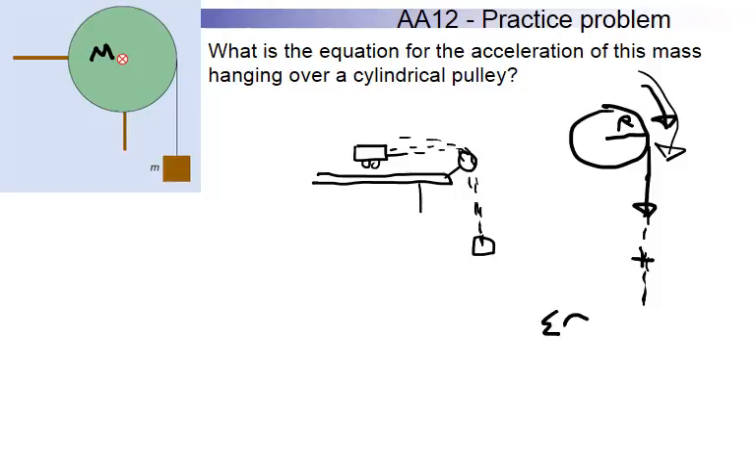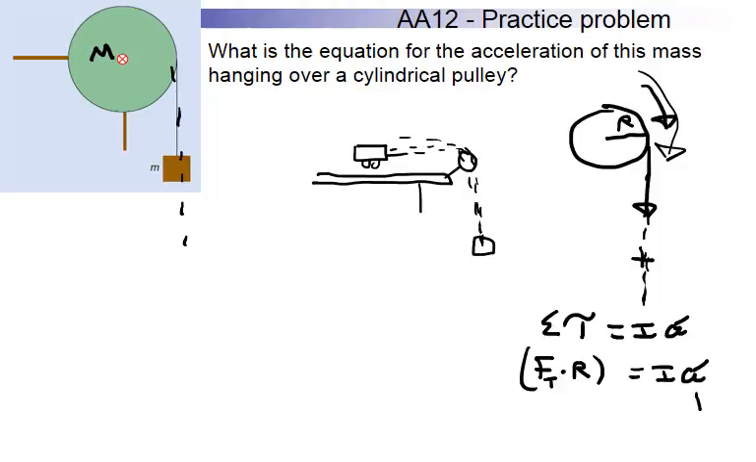So we have the sum of the torque equals I alpha. And we have the force of tension times the radius here. And we're calling going in this direction positive, equals I alpha. And again, with alpha here, we know linear acceleration equals r times alpha.